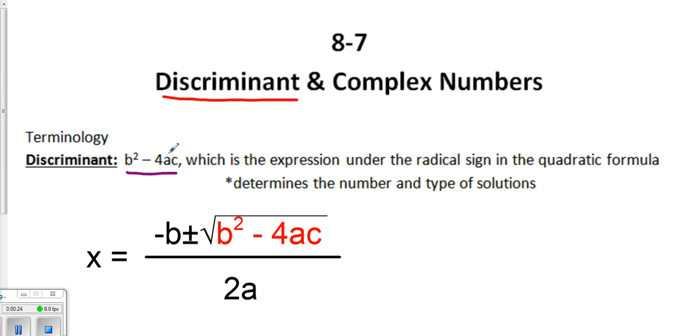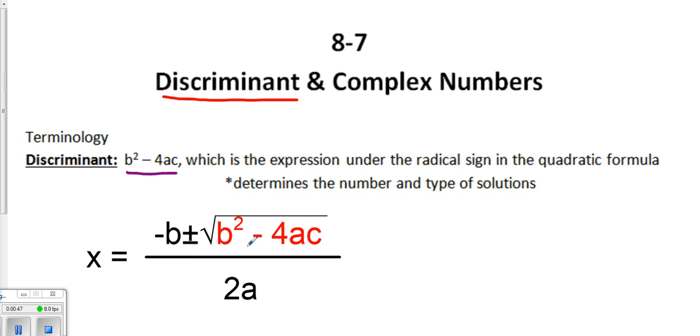So when you have a quadratic equation in the form ax squared plus bx plus c equals 0, you just plug in those values. b gets squared, and you subtract 4 times a times c, and that would be the discriminant. That's what it's called. Now this is the expression under the radical sign in the quadratic formula.